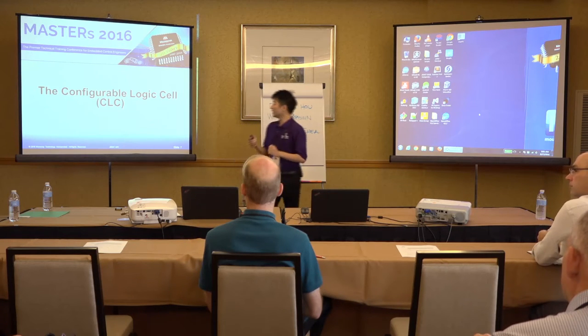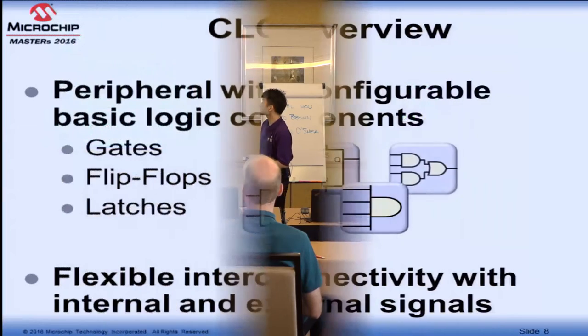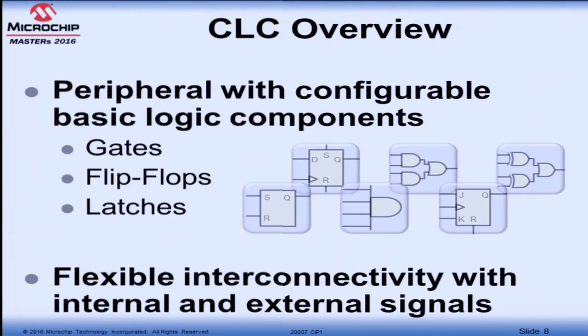All right, cool. We're going to introduce our topic today, the configurable logic cell, so-called the CLC. It's actually pretty straightforward. It's a combination of all the logic components. For each CLC, you have a logic block with different options to combine those logic components together. For the logic components, we have gates, like AND gates and OR gates. We have flip-flops. We have latches. And it has the flexibility to connect the internal and external signals with other peripherals.